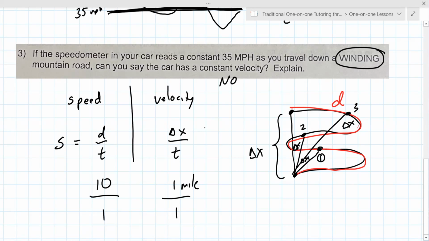So think of delta x as like your straight line distance. I don't know if this is clear or not, but when you're looking at speed, your d is always the same, because you're the distance you traveled, you're always moving along the same course of time.